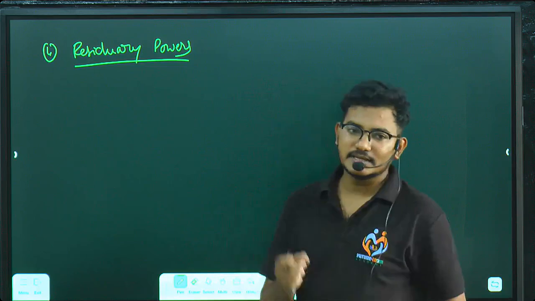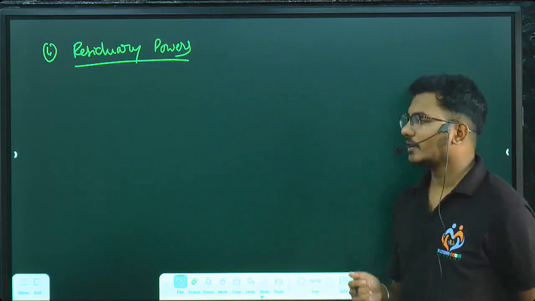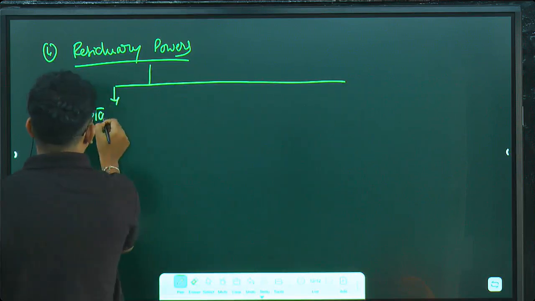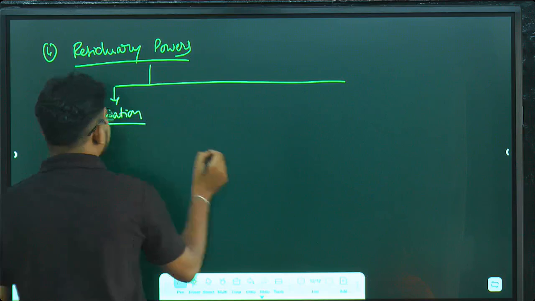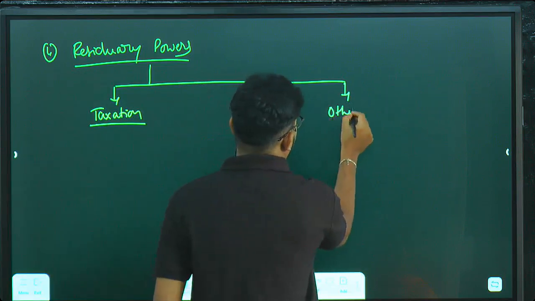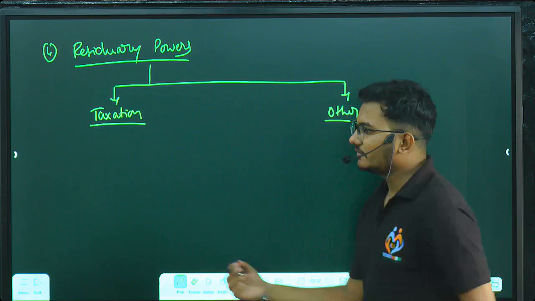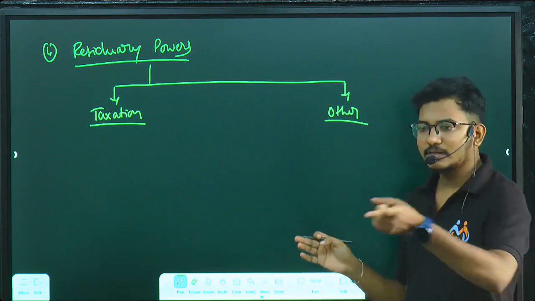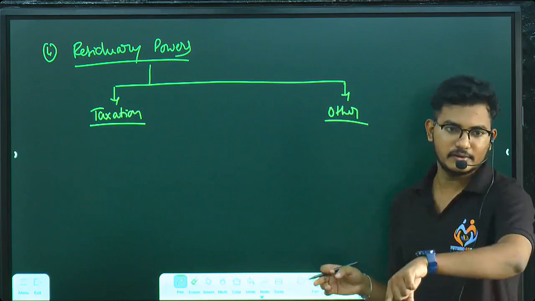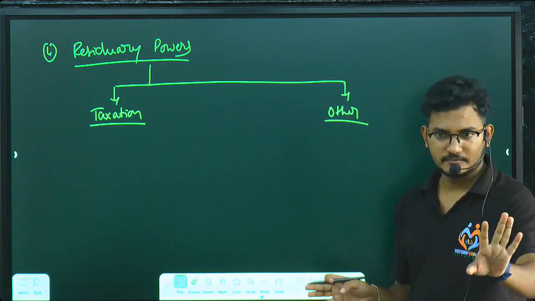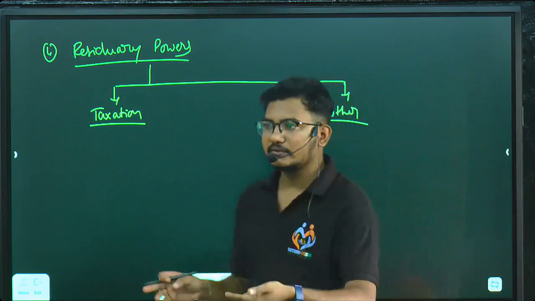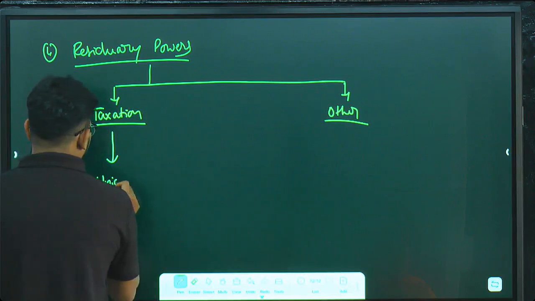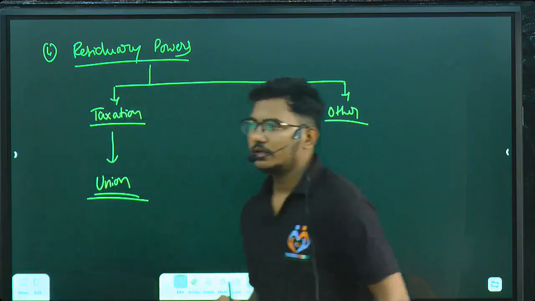So the Sarkaria Commission gave some recommendations. It divided residuary powers into two types: residuary powers regarding taxation and other residuary powers. See, service tax is mentioned nowhere in the constitution. Later the government came up with service tax. So this is a residuary power, but under taxation. Okay, so the residuary powers under taxation must be given to the union.